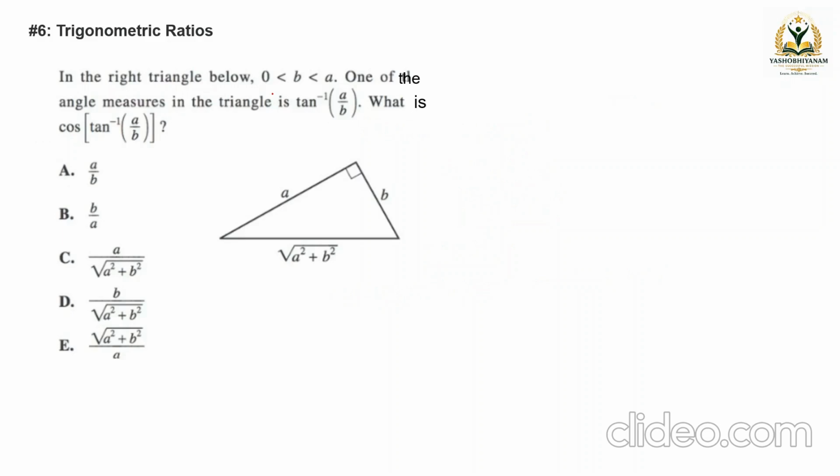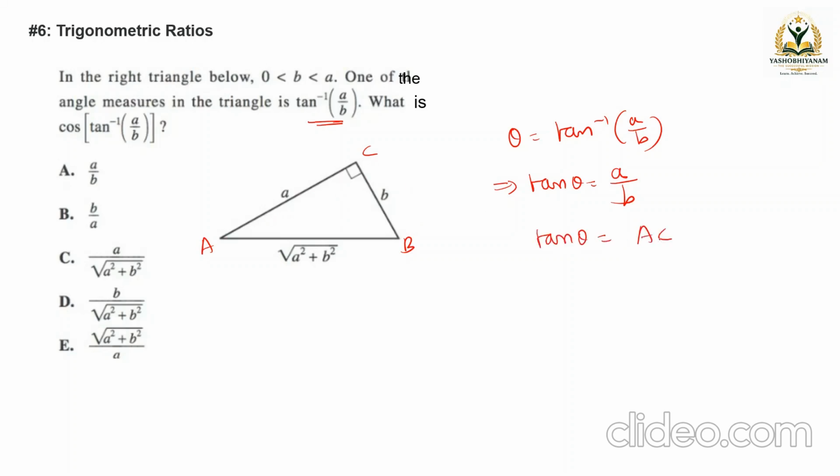Next one. In the right triangle below, 0 less than b less than a, one of the angle measures in the triangle is tan inverse of a over b. This means that some theta is given as tan inverse of a over b, right? This would mean that tan theta is equal to a over b. Let me call this triangle A, B, C.